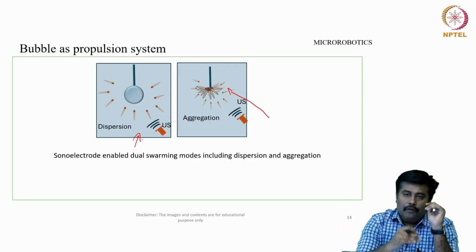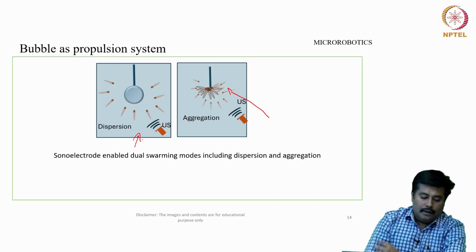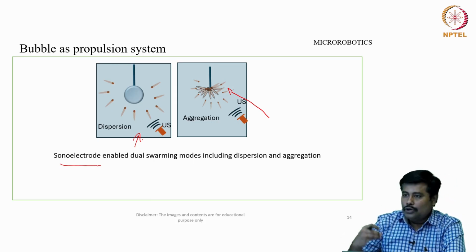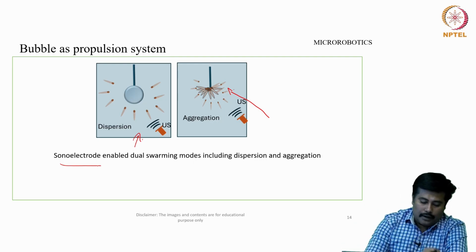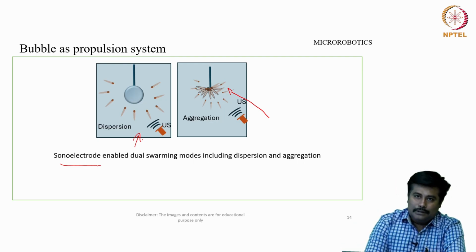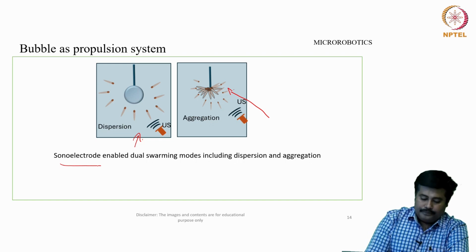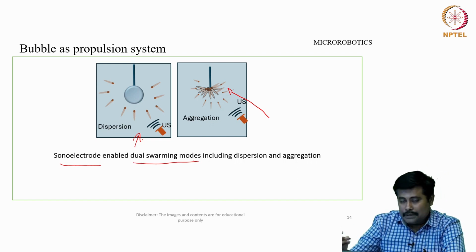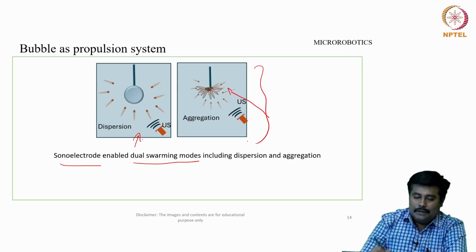In both these cases, there is a need for a source to generate a bubble. One is through a sonoelectrode, which is basically meant for enabling a dual swarming mode, which includes dispersion and aggregation, in this particular system.